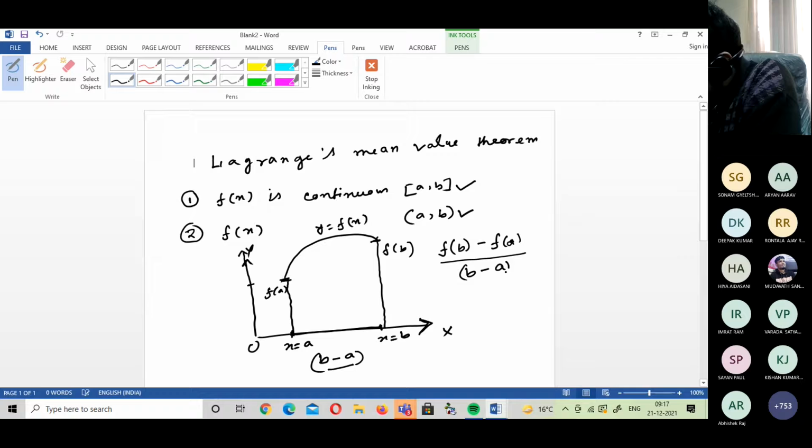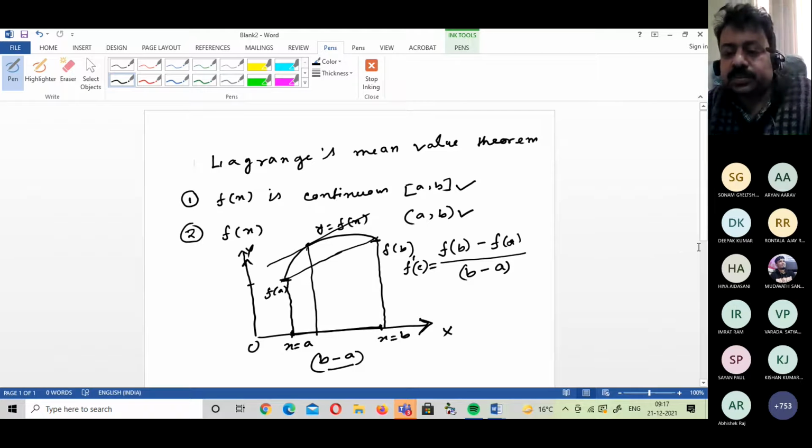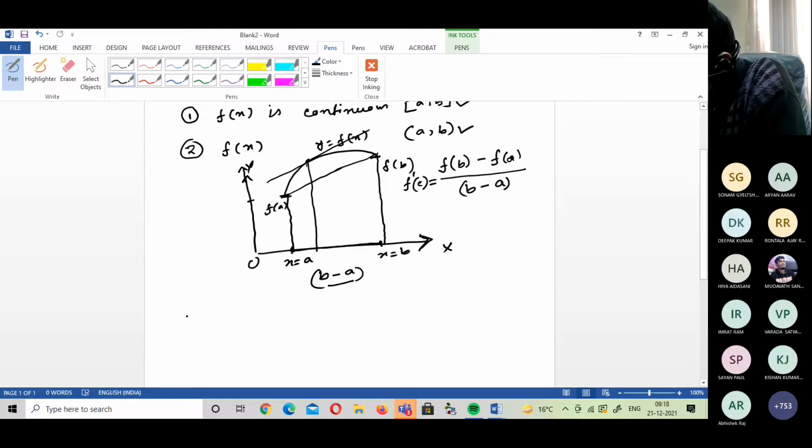Then the average increase of the function will be the increase of the functional value divided by the interval b minus a. So Lagrange's mean value theorem tells that there must be some point on the particular function where the mean increase equals the increase at that point. So you can easily write f dash c equals f b minus f a by b minus a. Now in this theorem, you have seen that the last condition of Rolle's theorem, f b equals f a, is not given.